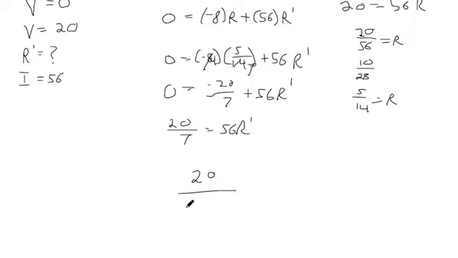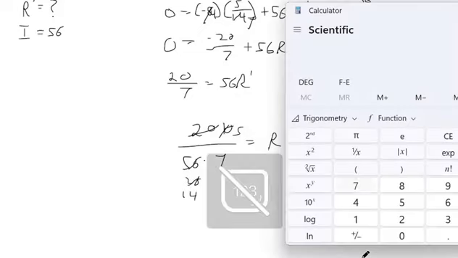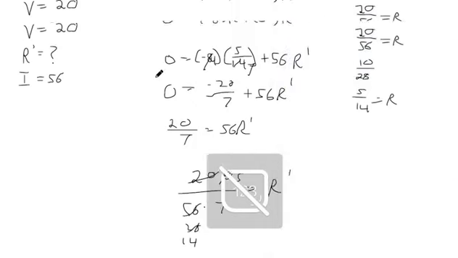So that's 20 over 56 times 7 equals R prime. And then if you simplify that, that's 10 over 28. We've already done this. This is 5 over 14. And then 14 times 7, that's 98. So I got 5 over 98.